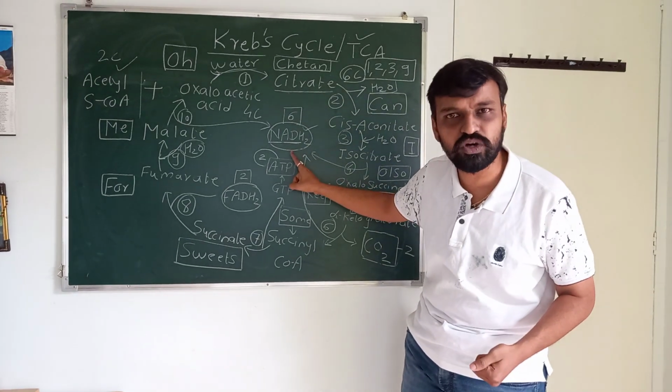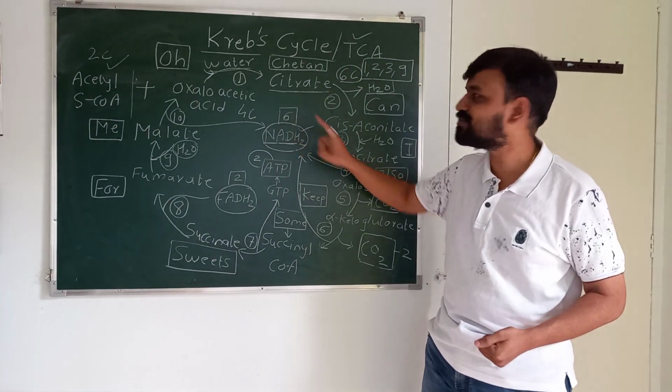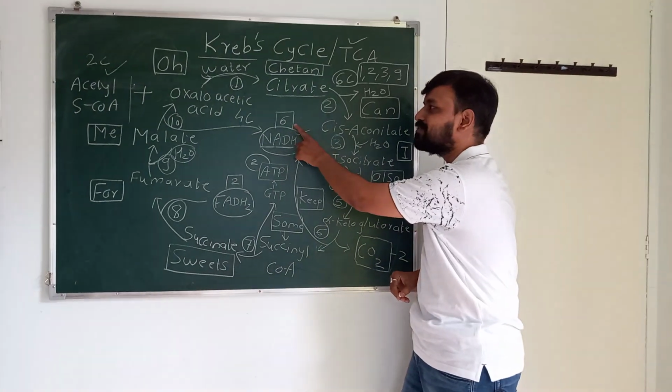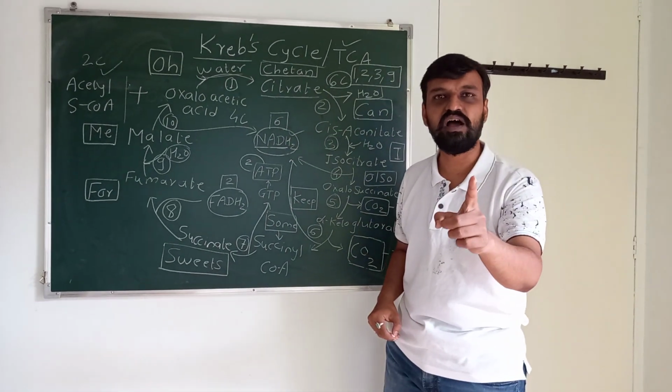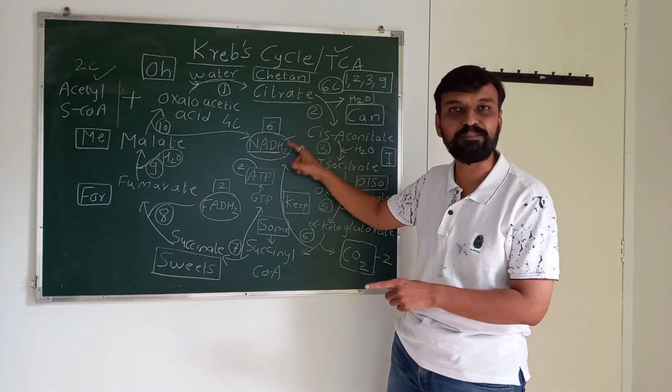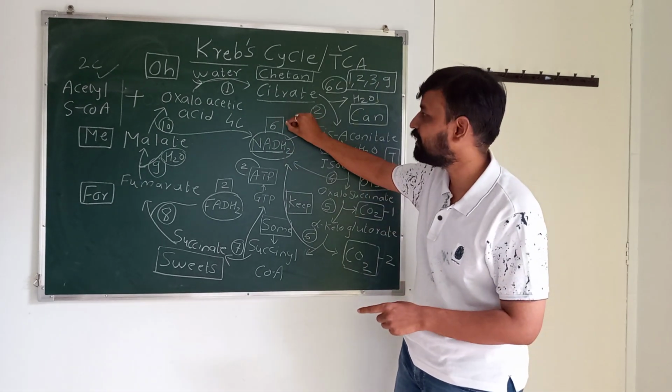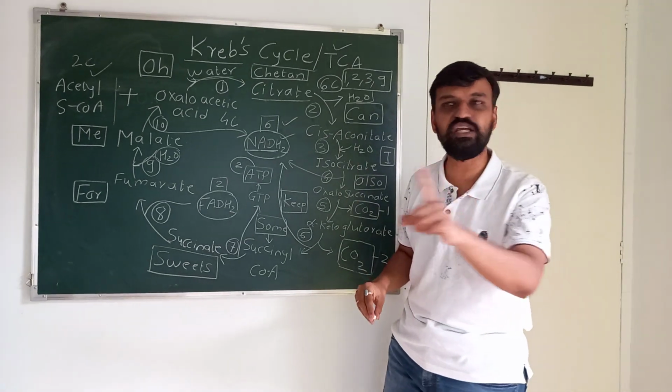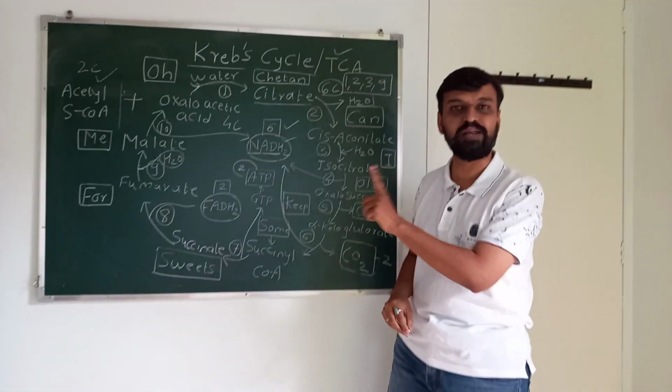How many NaDH2 are formed? Guys, 6. Have a look at this. तुम्हाला question येतो असा, how many NaDH2 are produced in Krebs cycle? 6. Look at this. 6 NaDH2 you are getting from Krebs cycle.